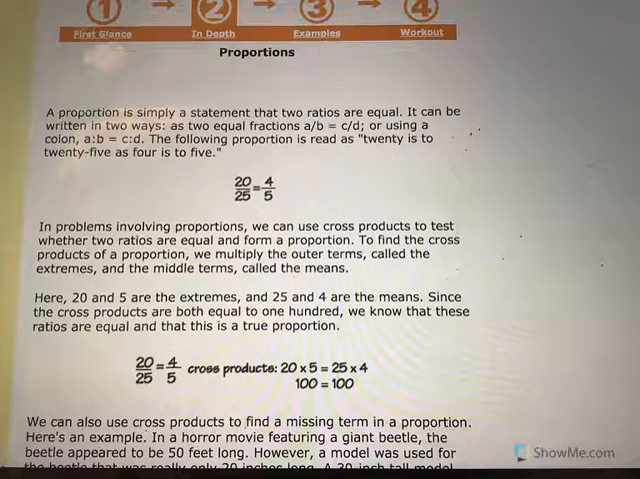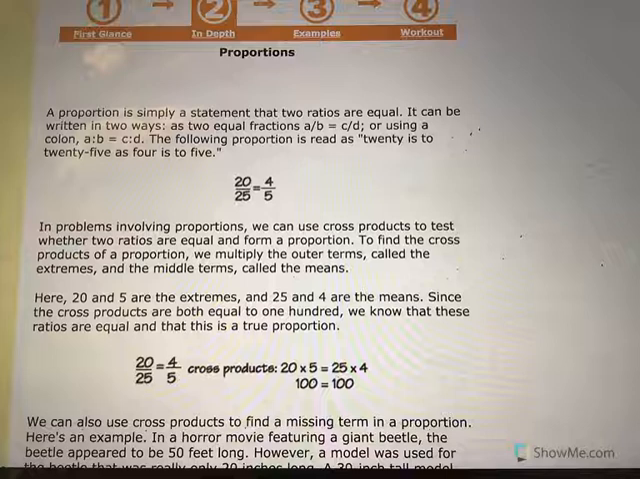Okay, today we're going to be talking about proportions. As you can see from the statement, a proportion is simply a statement that two ratios are equal. It can be written in two ways: as two equal fractions, which is the most common, or using a colon. A:B is equal to C:D. The following proportion is read as 20 is to 25 as 4 is to 5.